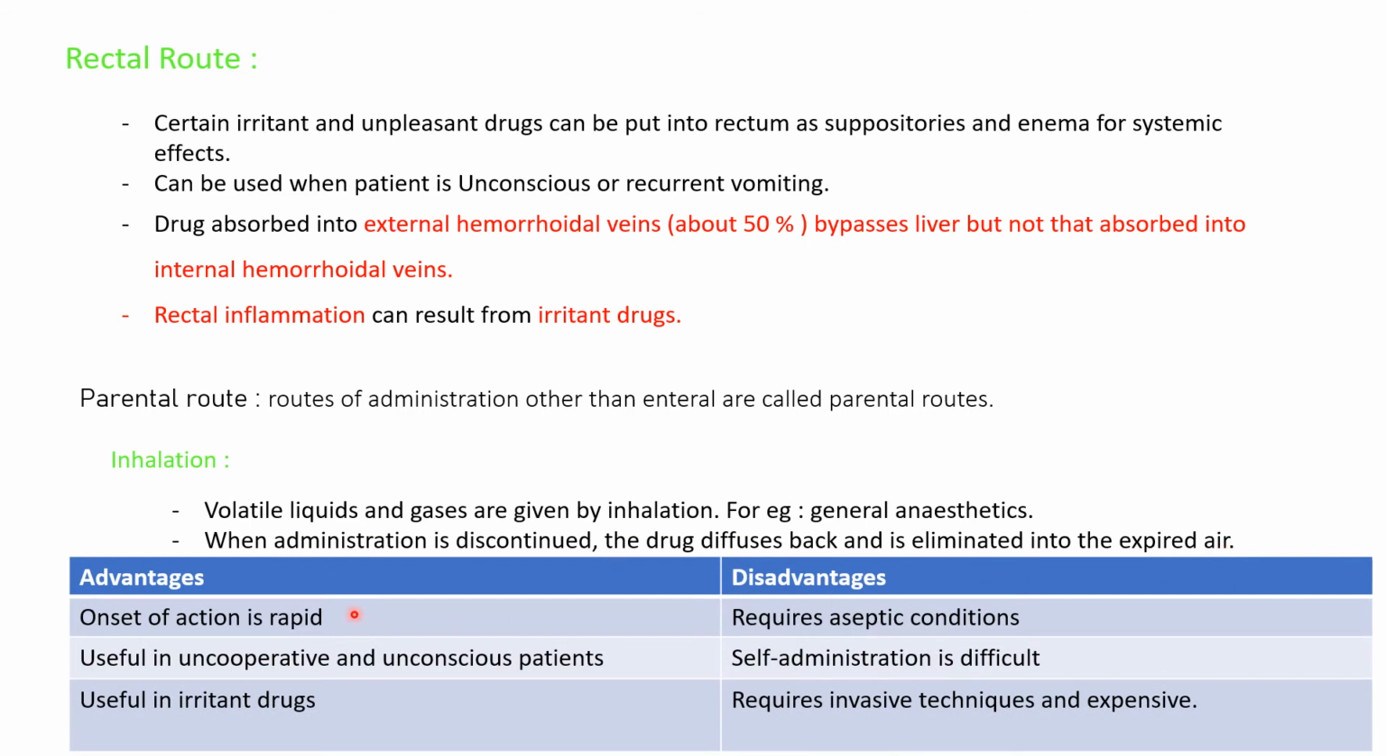Okay, I have listed out advantages and disadvantages. Advantages: onset of action is rapid, useful in uncooperative and unconscious patients, useful for irritant drugs. Disadvantages: it requires aseptic condition, self-administration is difficult, requires invasive techniques. In a nasogastric tube, we have to insert the tube inside the nostril of the patient, so it is an invasive technique and also expensive.